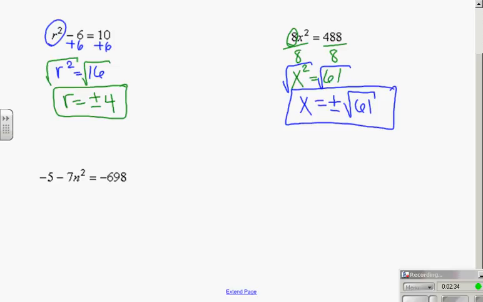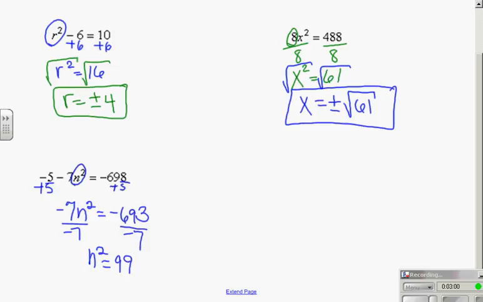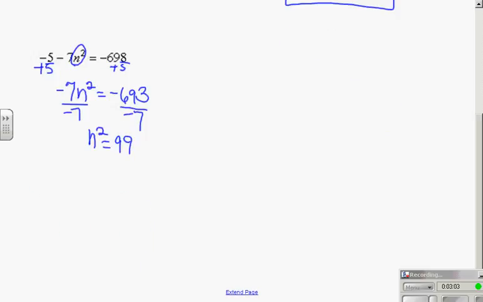This one looks very complicated, but we are going to use our basic algebra skills to get n squared by itself. So first I'm going to add 5 to both sides. So I have negative 7n squared is equal to negative 693. I'm going to divide both sides by negative 7. And so n squared is equal to positive 99. We're going to take the square root of both sides. We're going to get n is equal to plus or minus the square root of 99.